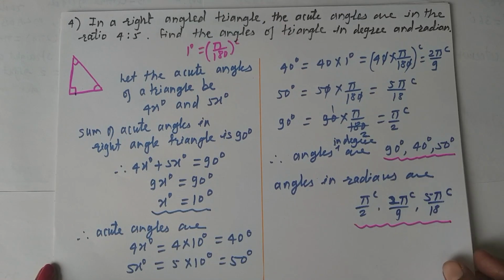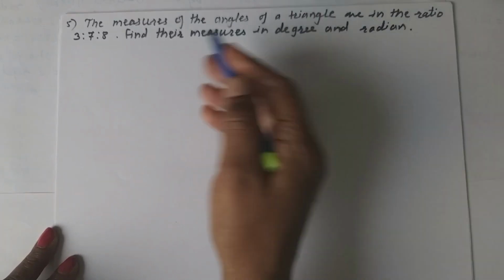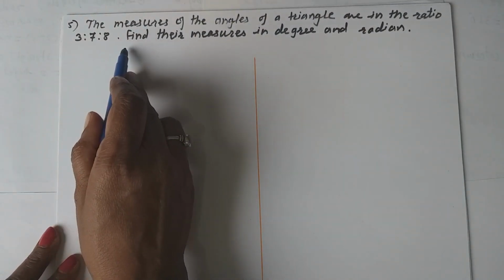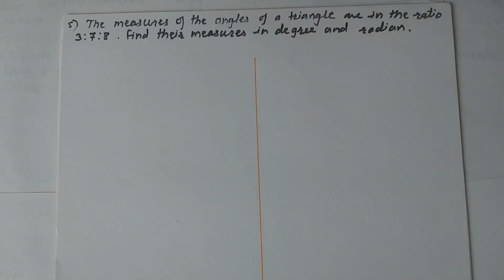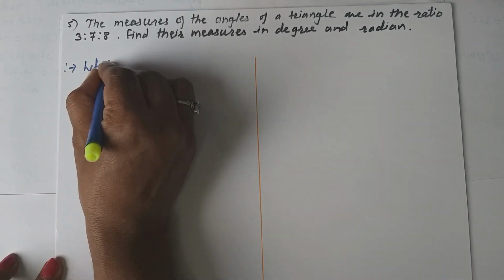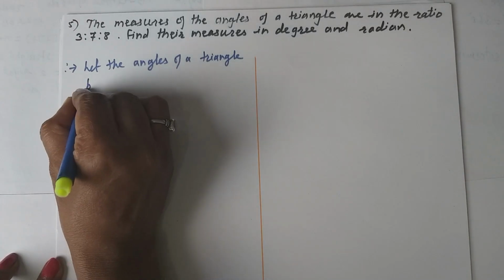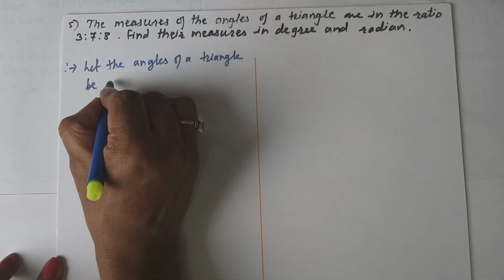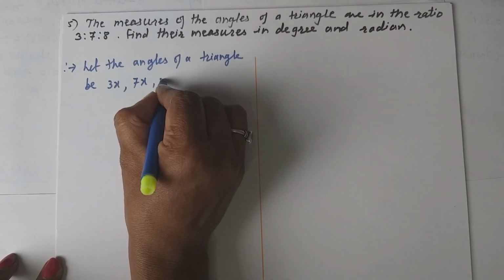Okay? Let's see the last problem. See here, the measures of the angles of a triangle are in the ratio 3:7:8. Find their measure in degree and radians. Here, all three angles of a triangle are given in ratio. We don't know the angles. Therefore, suppose, here in the solution, you write down, let the angles of a triangle be 3x, 7x and 8x.